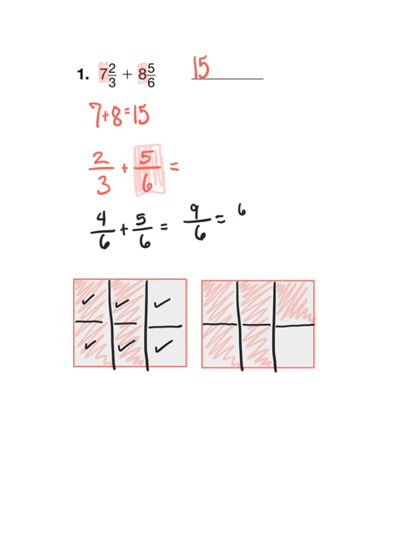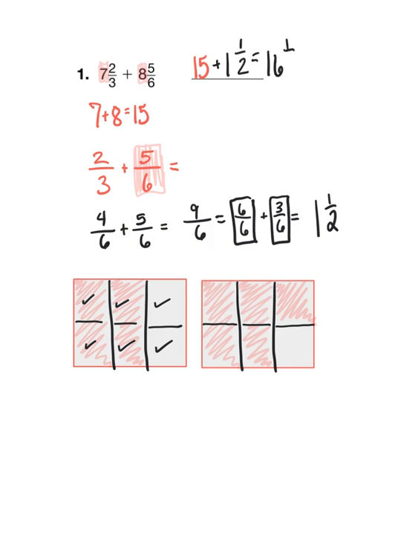So 9/6 is the same as 6/6 plus 3/6. 6/6 is 1 whole. 3/6 is the same as 1/2. So that's what it would look like in simplest form. Then I just need to add that to the 15 I started with. That gives me 16 and 1/2.